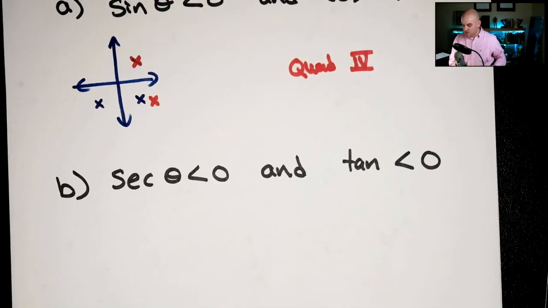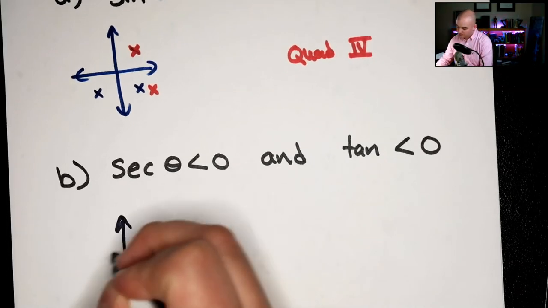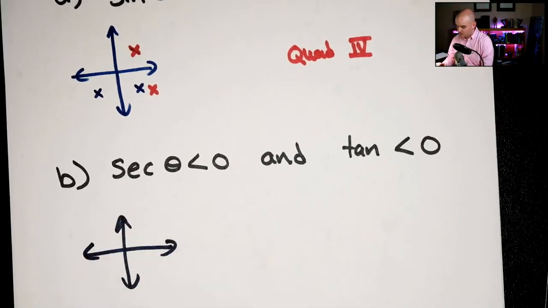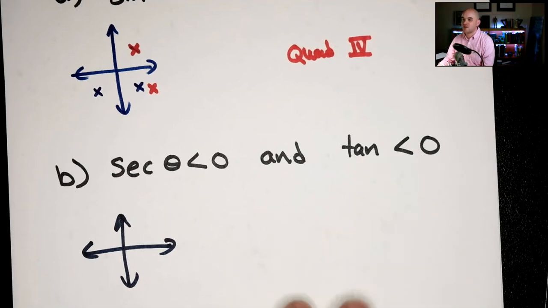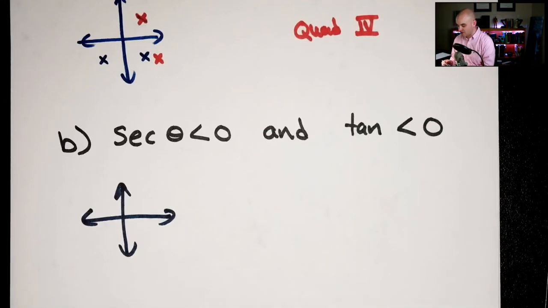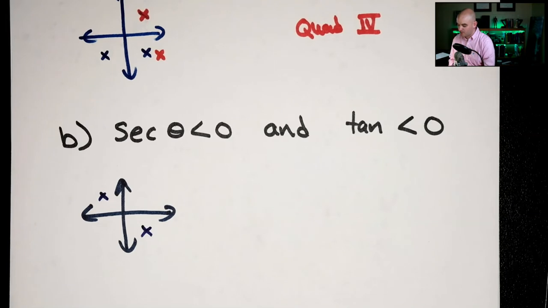So let's do the same thing we did above and just draw a little x-y-axis right here. And I'm going to say, okay, when is tangent less than 0? That's a fancy way of saying tangent is negative. Well, tangent is negative when the slopes of those lines are negative, which is quadrant 2 and quadrant 4. That's where tangent is negative.